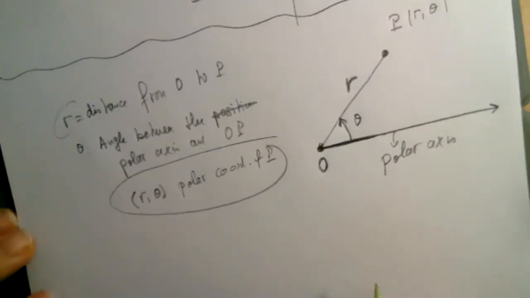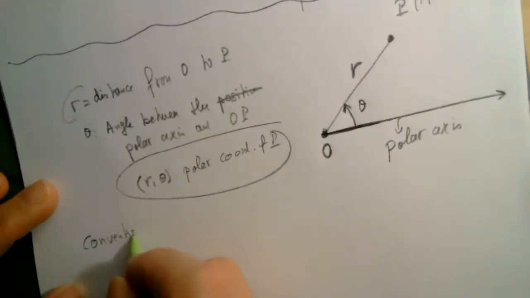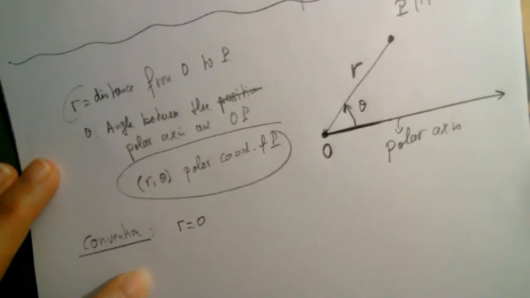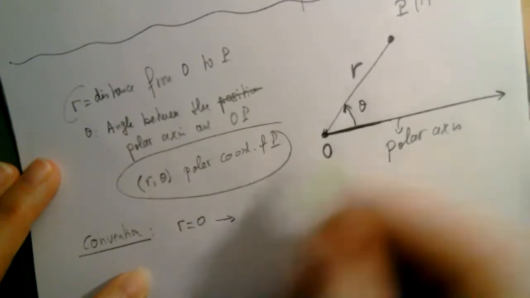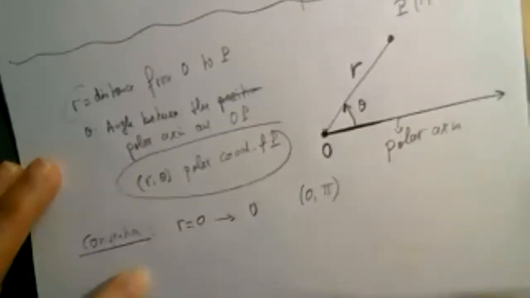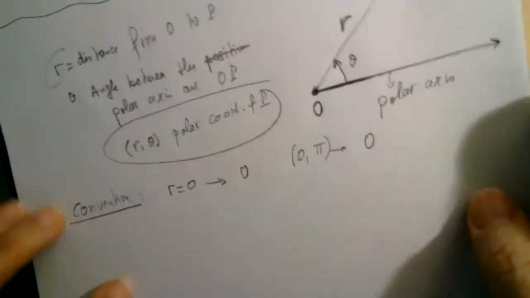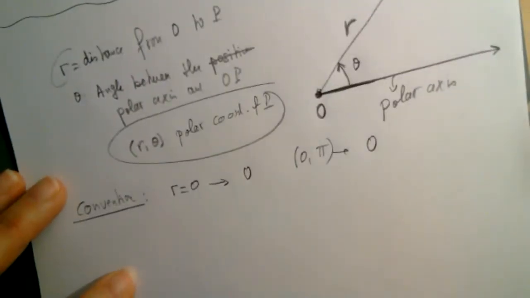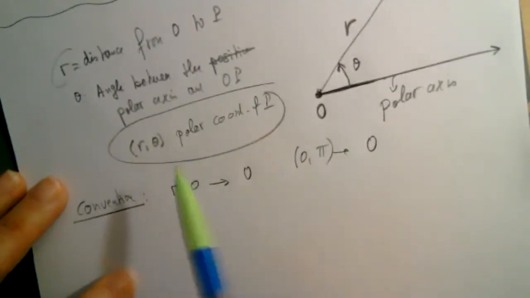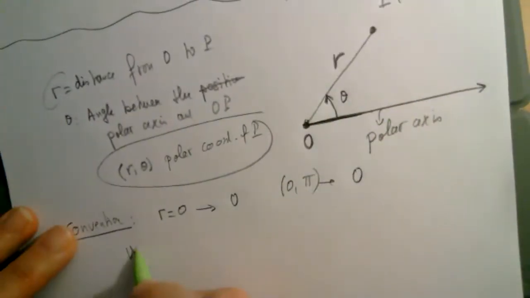Now, some conventions before we start taking examples. Those are conventions, things that we usually accept and we work with. r equal to 0, regardless of what theta is, will correspond to the origin. So when I say (0, pi), I mean basically the origin. The second one, which is the more important one, is that we will allow r to take negative values, even though my definition here is anything but negative. So what we're going to do is extend the meaning of r.